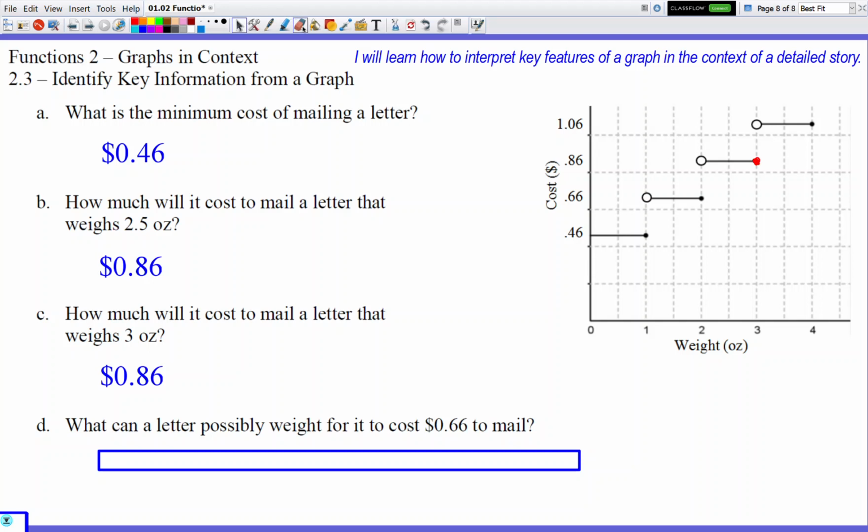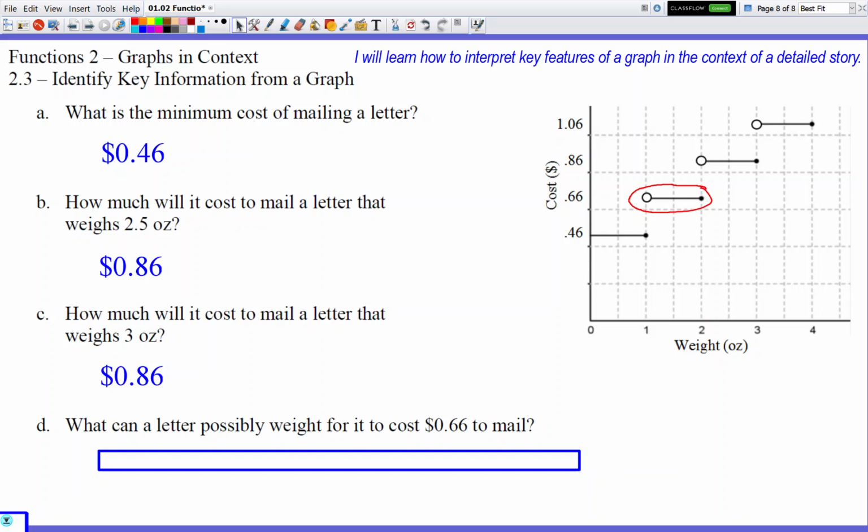Okay, and last question. What can a letter possibly weigh for it to cost 66 cents? So a 66 cents letter is going to be anywhere on this line. Let's see if I can read what this line is saying correctly. It says my letters are going to be between 1 and 2 ounces. Can my letter be exactly 1 ounce? No, it can't be exactly 1 ounce because I have an open dot at 1 ounce. Can my letter be exactly 2 ounces? Yes, it can, because I have a closed dot at 2 ounces.